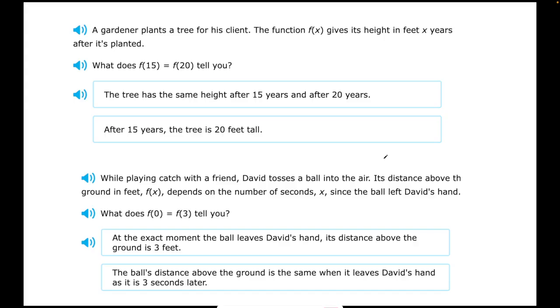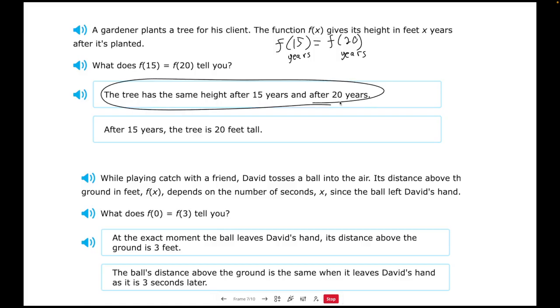Okay, now that you've had time to practice these problems, let's check your solutions. For the first problem, the number in parentheses, the x, represents years, right? And so here we're talking about at 15 years and 20 years. So we know it's this answer choice, okay?